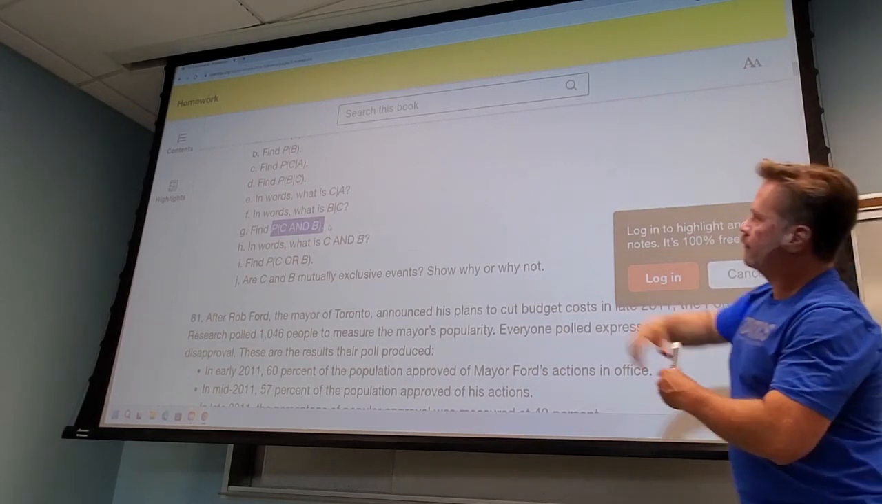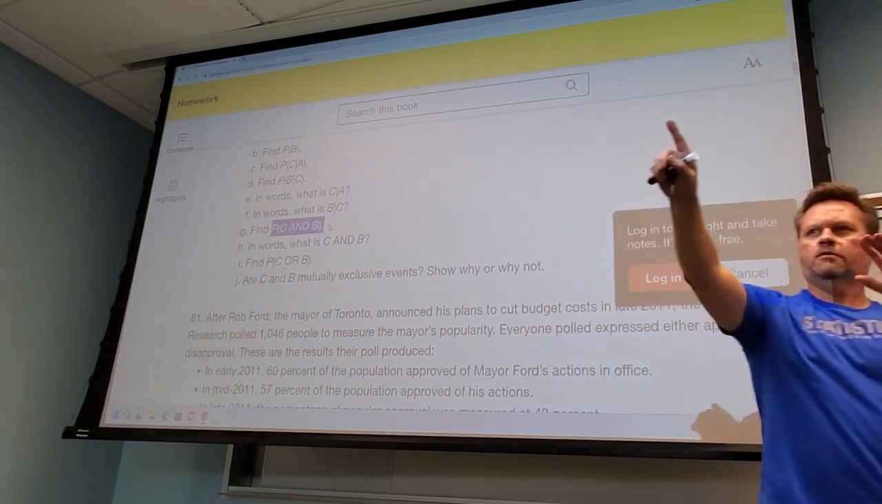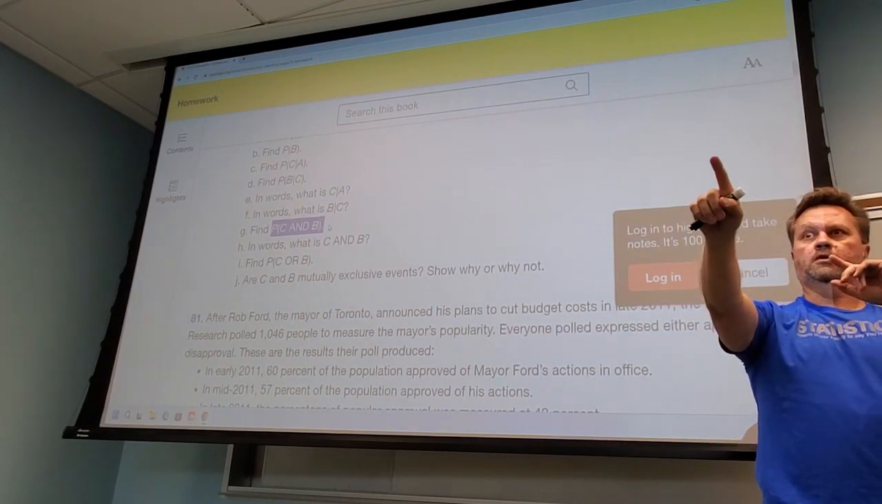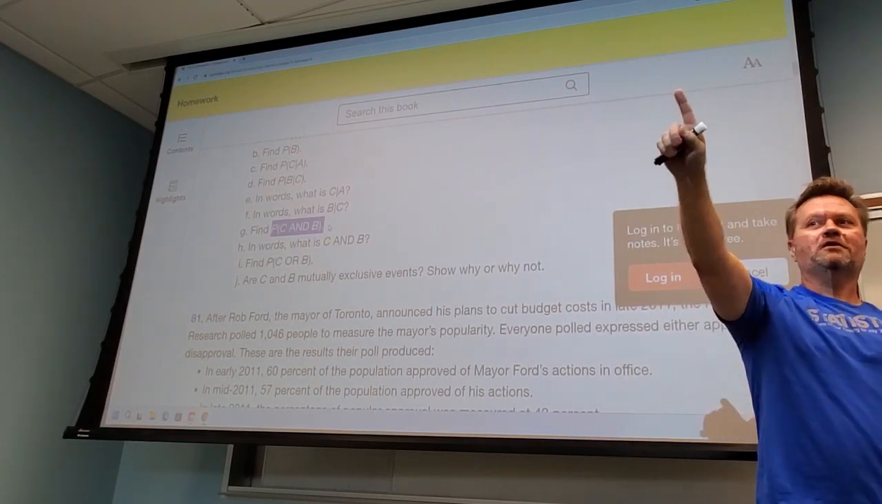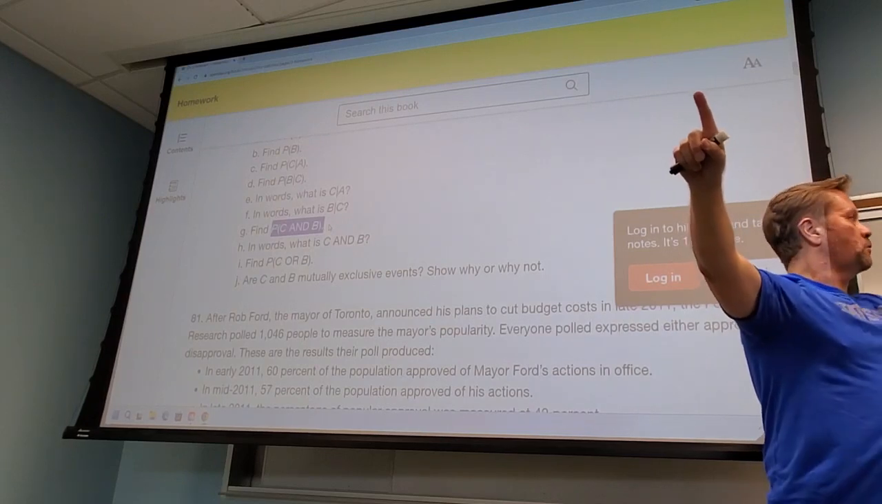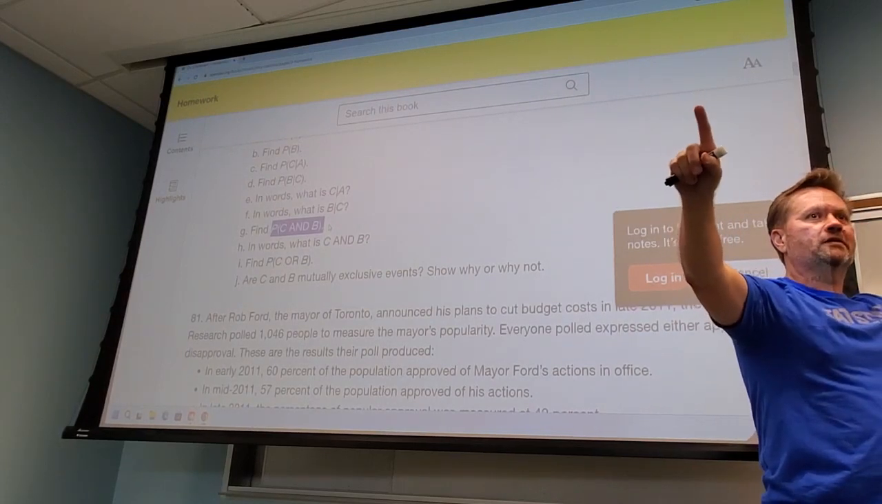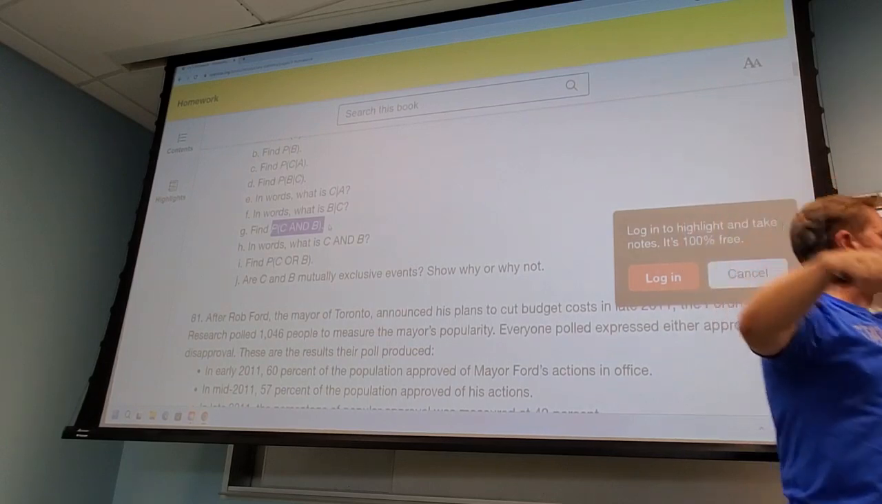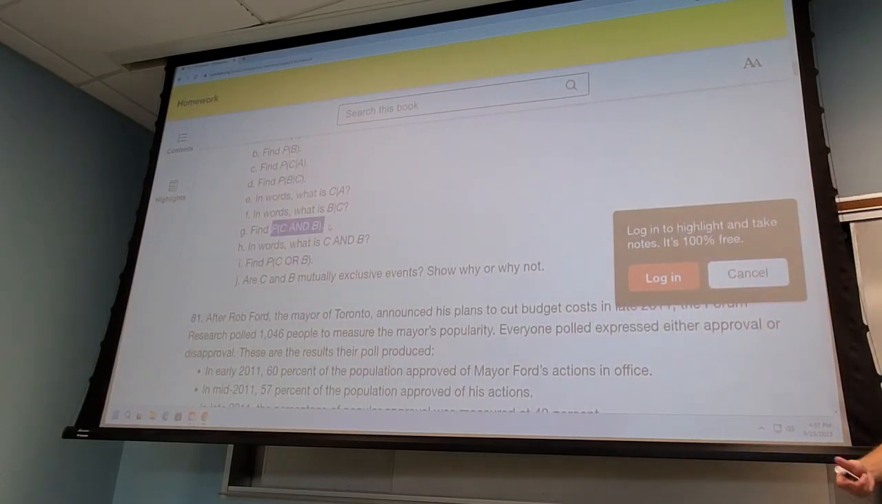Now looking at the first 4 questions, which one of those 2 can I use? Why the first one? Because we know B given C. Does everybody see that? The first 4 things, A, B, C, D, are all things they just give me. The first probability question I actually have to work on is the probability of C and B. There are 2 options. Is everybody cool with this?